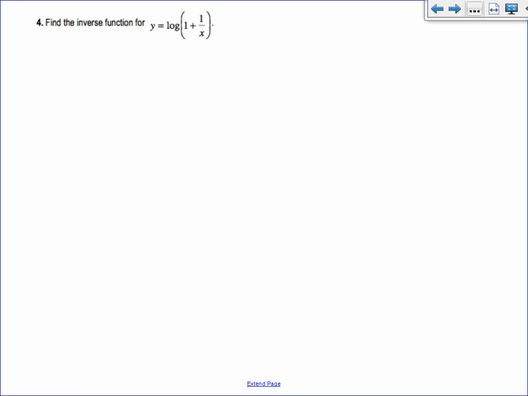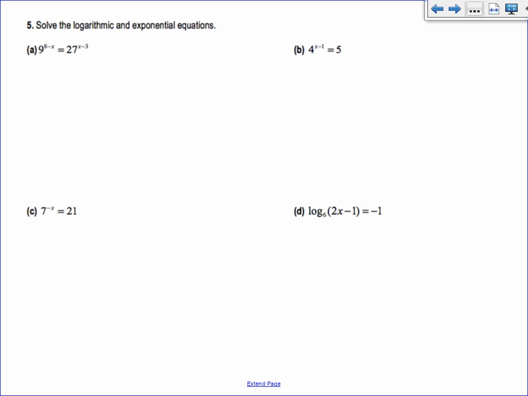Okay, one last thing. We'll do that in a sec. Well, we'll do it next time. Okay, solving log equations and so on. Yeah, skip it.